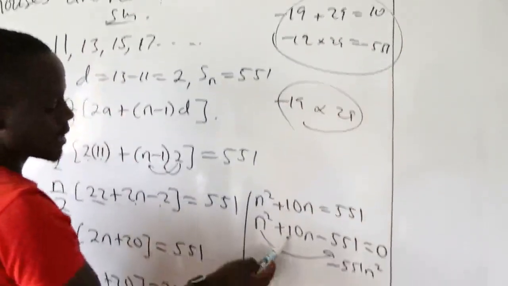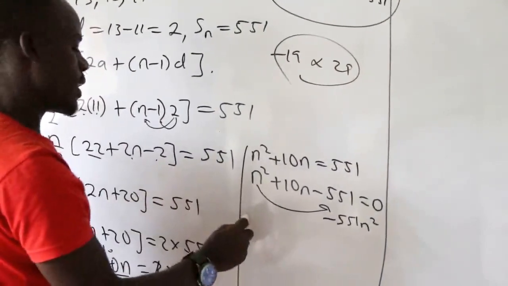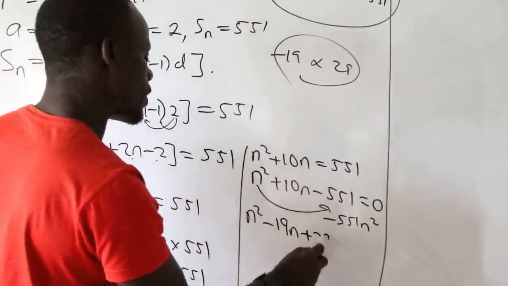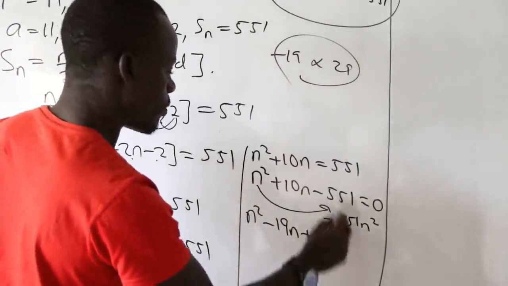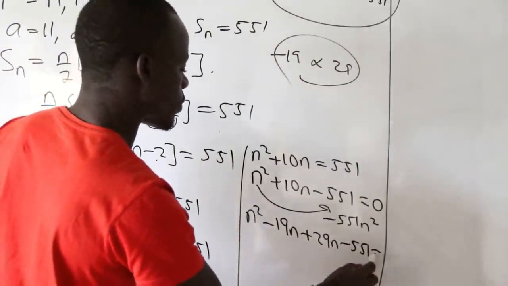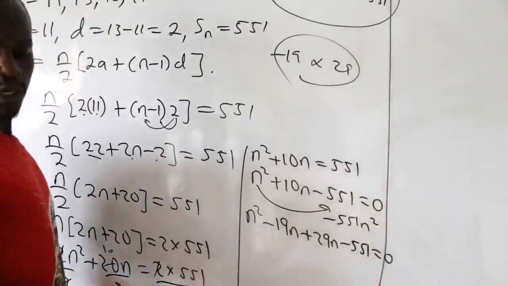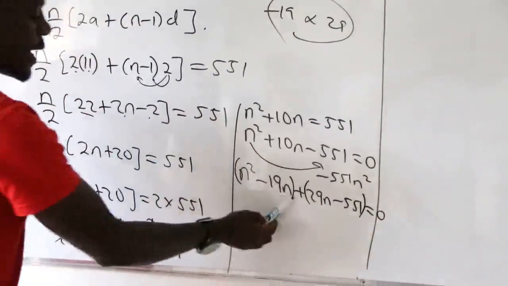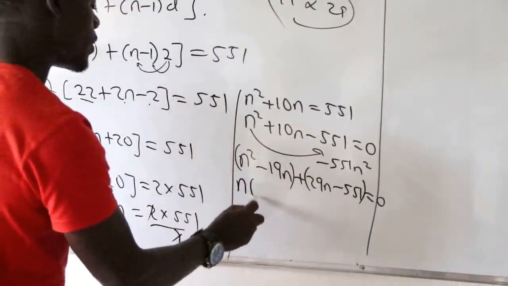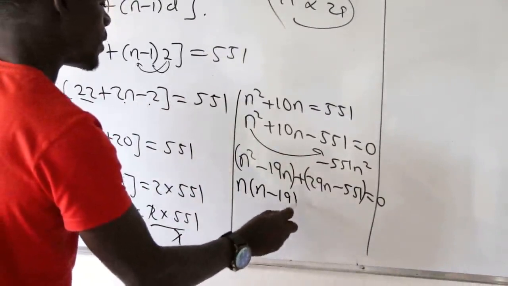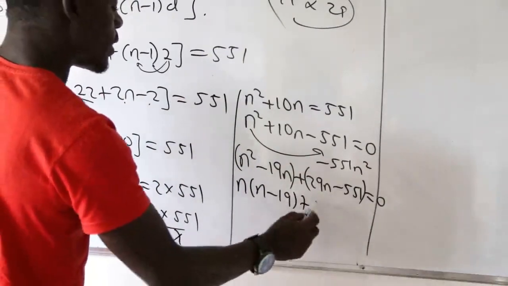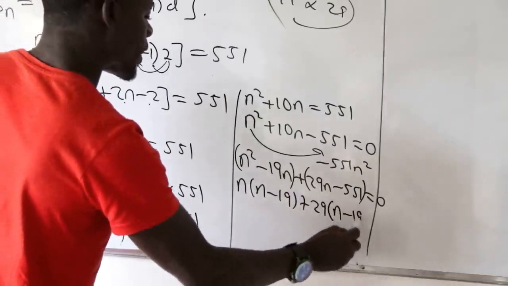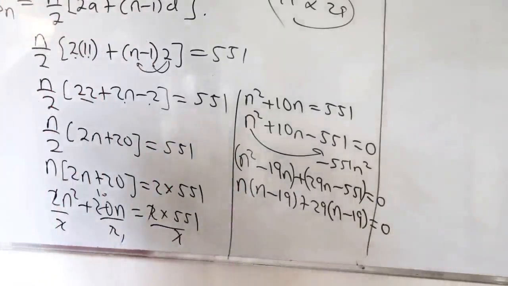So we'll replace 10n here with the factors. That will be n squared minus 19n plus 29n, then we have minus 551 equals 0. So when you factorize this one by grouping, that is, group this, also group this. Here, n is common, so we have n into n minus 19, plus here, the common term is 29. Here we'll be left with n minus 19 as well, and that will be equal to 0.